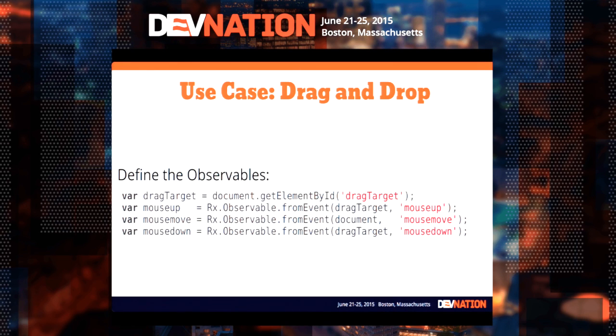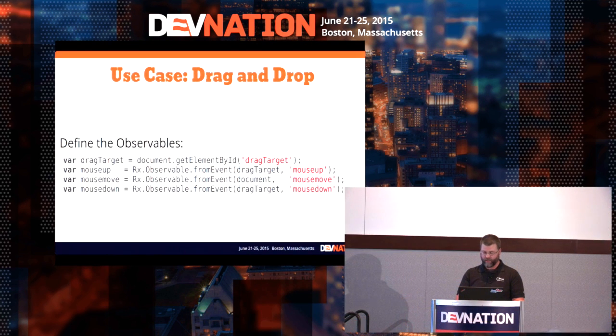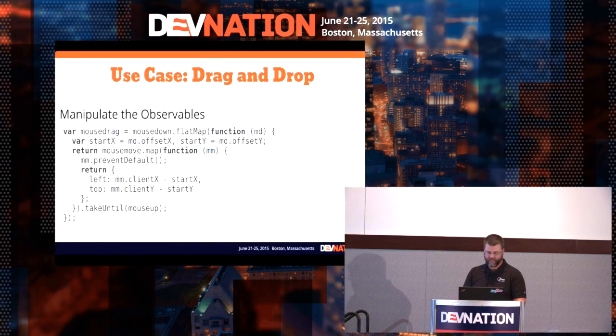So another example, let's look at drag and drop. We can implement drag and drop functionality using observables in an intuitive way. The first thing we're going to do is grab a reference to our drop target, and we're going to create a number of observables. We're going to create a mouse up observable for the drag target. We're going to create a mousemove observable on the entire document. And we're going to create a mouse down observable on the drag target. Now with these observables, we can combine them to get our desired functionality.